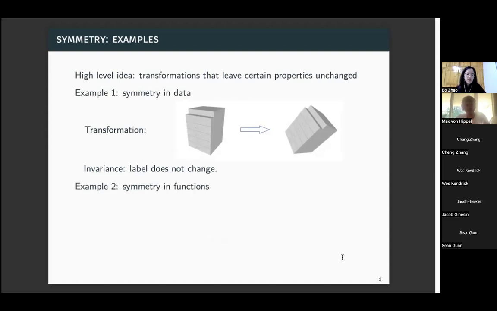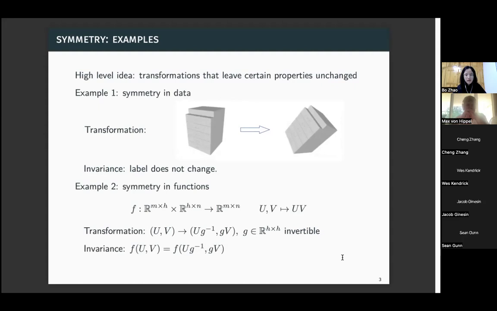A second example of symmetry, which is the symmetry that we're more interested in, is symmetry in functions. So consider this very simple example function f. Here f takes in two matrices and outputs the product of those two matrices. And we notice that if we transform u and v into u g inverse and gv, then their product will not change. So here the transformation is done on the parameter space of a function, and we want the function value to be invariant.